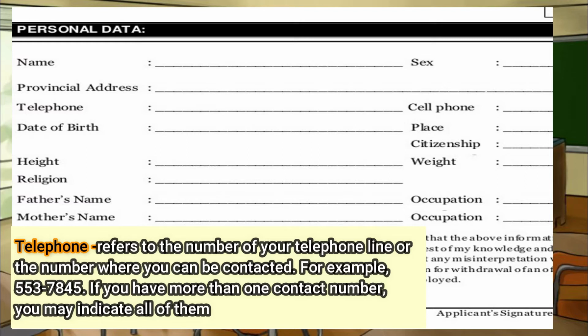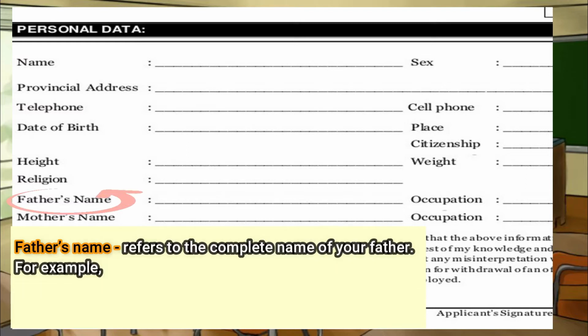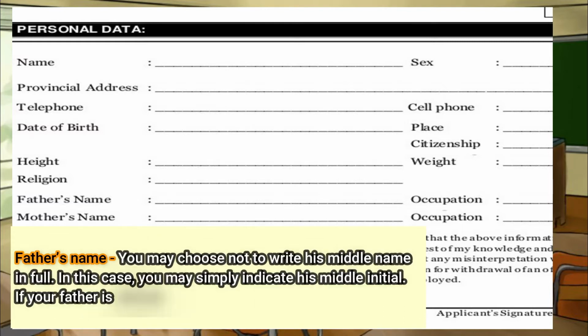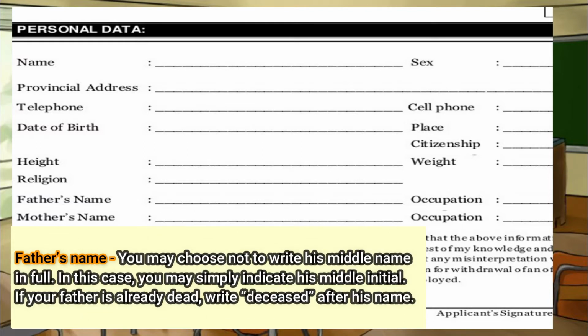Now let's go to father's name. It refers to the complete name of your father. For example, the name of my father is Roque Alegado Alido, deceased. Make sure you indicate your father's first name, middle name, and family name. You may choose not to write his middle name in full. In this case, you may simply indicate his middle initial. If your father is already dead, write deceased after his name.